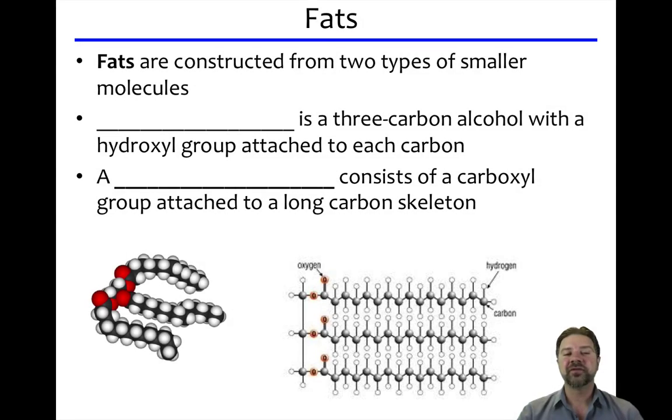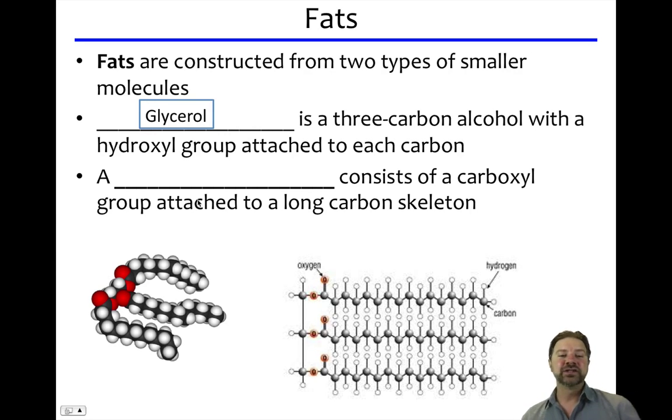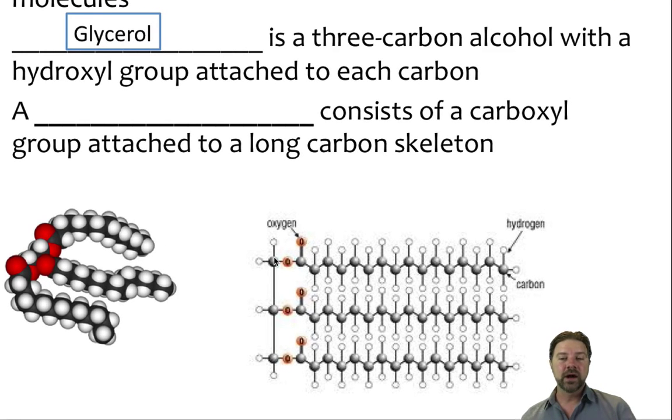First on the list was fats. Fats are constructed from 2 smaller molecules. Let's look at those 2. The first one is going to be called glycerol. And as you can read, a glycerol is a 3-carbon alcohol that has a hydroxyl group attached to each carbon. So what we're looking at here is this red area, this base where you see these three arms coming from, that is going to be your glycerol base. If we want to get a little more precise on what that is, if we take a look at this molecule here, we have 1, 2, 3 carbons.